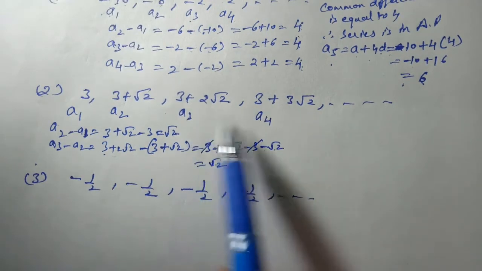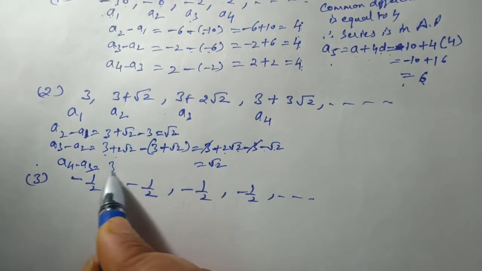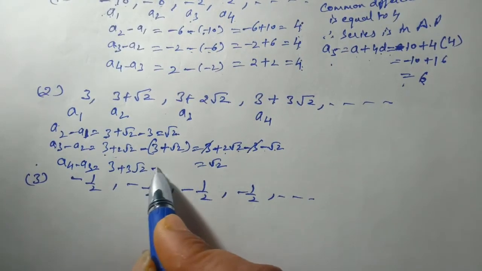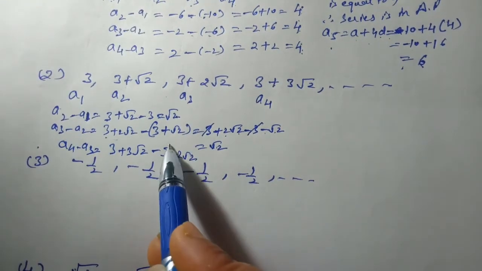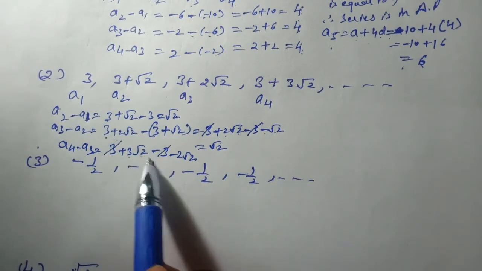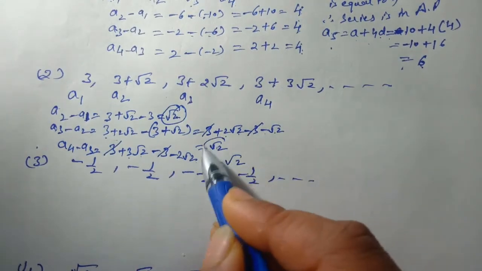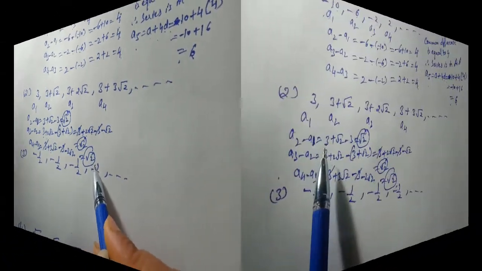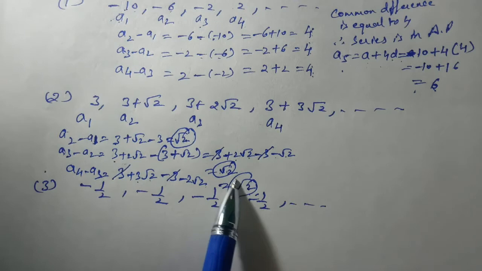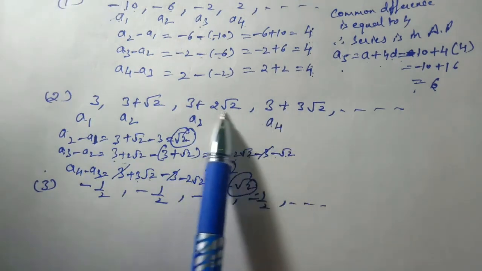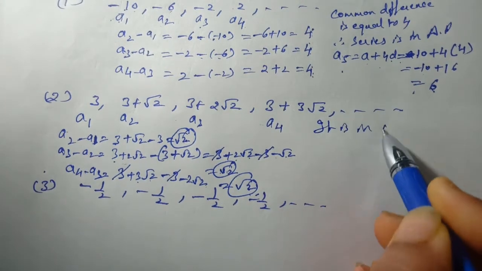Let us check the other one, A4 minus A3. So A4 minus A3 is equal to 3 plus 3 root 2 minus, I'm writing directly, 3 plus 2 root 2. So here also 3 and 3 will be cancelled and 3 root 2 minus 2 root 2 will give again root 2. So in all of them we are observing the same difference, root 2. So we can say this is also forming a series in AP. So it is in AP.